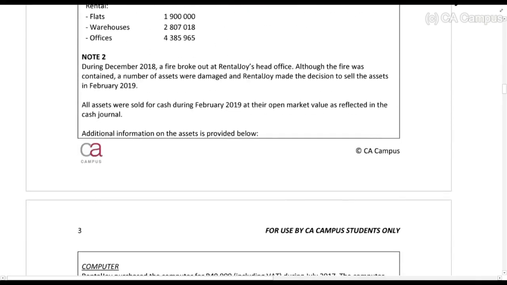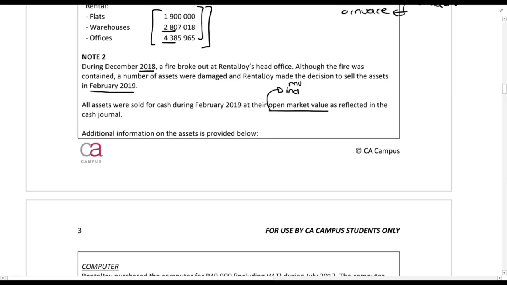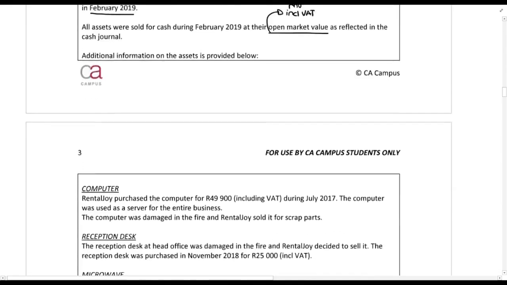So let's look at note number two. It says, during December 2018, a fire broke out at Rental Joy's head office. Although the fire was contained, a number of assets were damaged, and Rental Joy made a decision to sell the assets in February 2019. That is the VAT period that we've been looking at. All assets were sold for cash during February 2019 at the open market value as reflected in the cash journal. And just as a reminder, open market value is the market value including VAT. Additional information on the assets provided below.